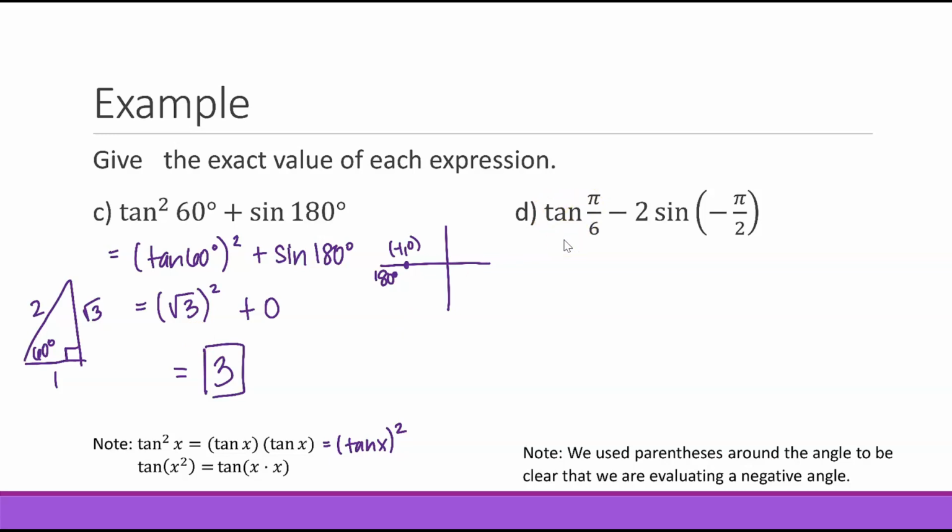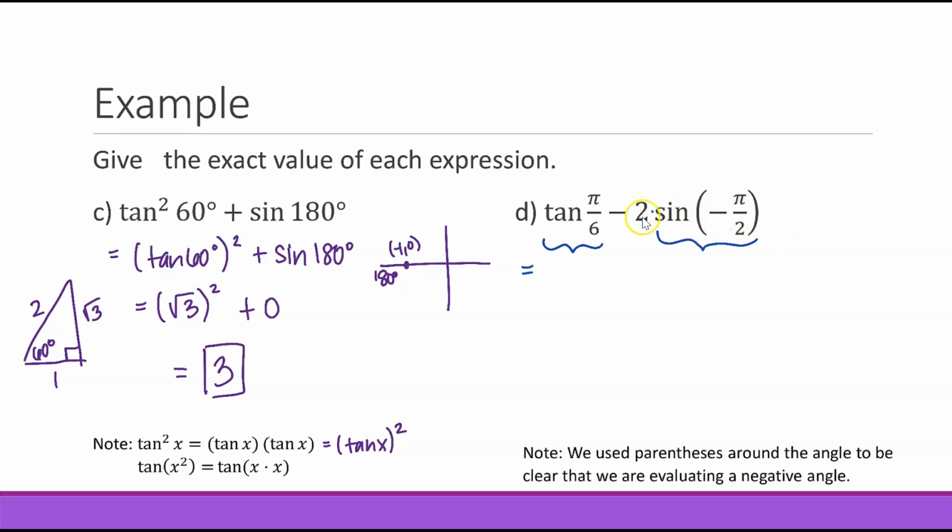And in part D, I'm asked to evaluate tangent of pi over 6 minus 2 times sine of negative pi over 2. So we have radians again, and just a couple of new things here. So tangent of pi over 6, that's going to be one particular value. We'll evaluate that. And then here, we have this 2 on the outside. Well, 2 is just a number on the outside that's being multiplied by whatever the value here is of sine of negative pi over 2.